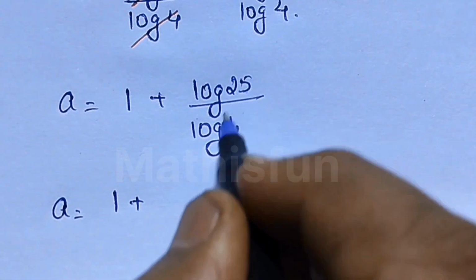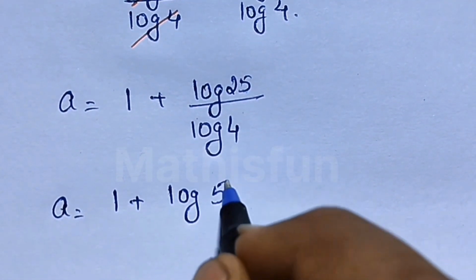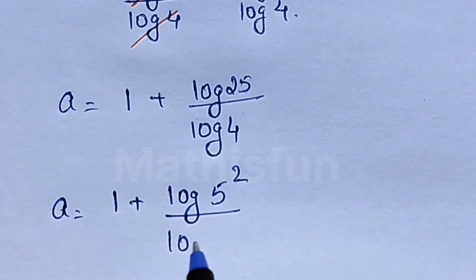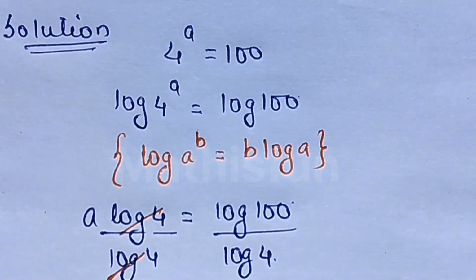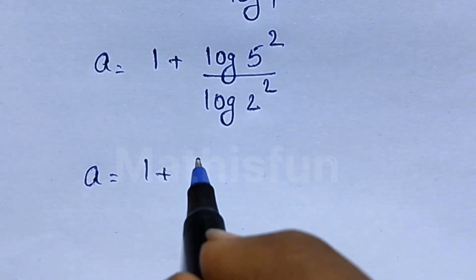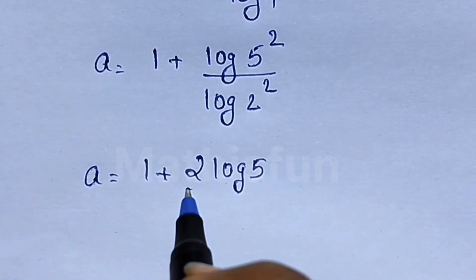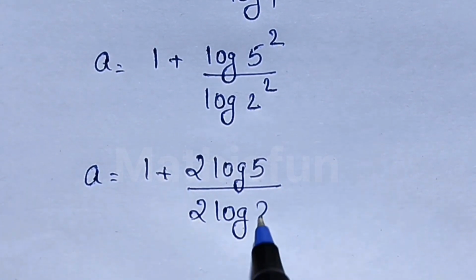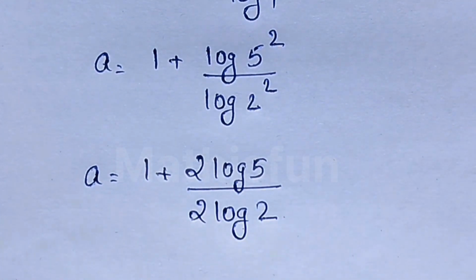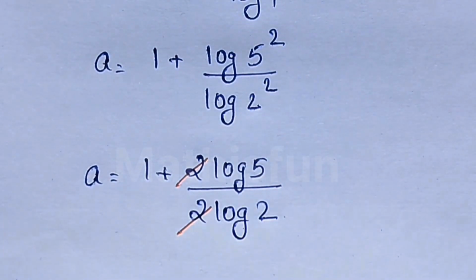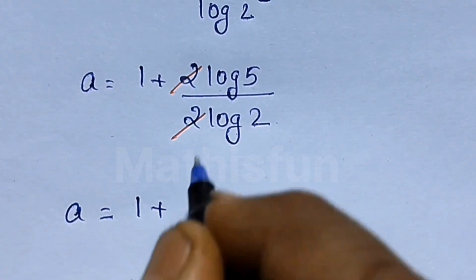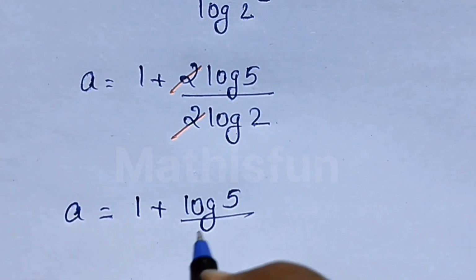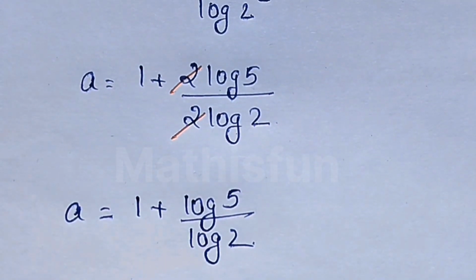Now log 25 can be written as 5 square and 4 can be written as 2 square. Okay. Now in this case also we will apply this formula. So this becomes 1 plus 2 log 5 upon 2 log 2. From here 2 and 2 got cancelled. We are left with a equals to 1 plus log 5 upon log 2.